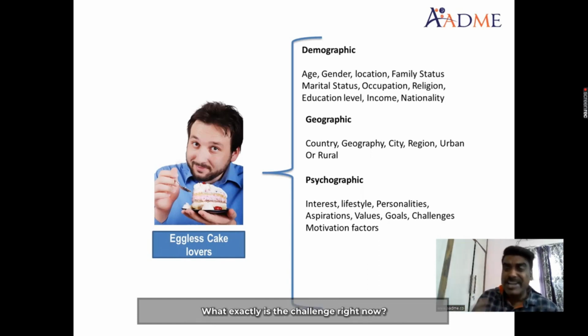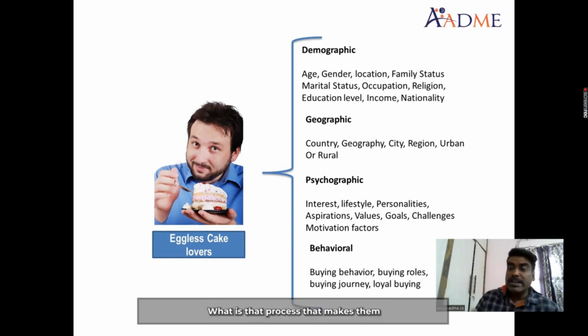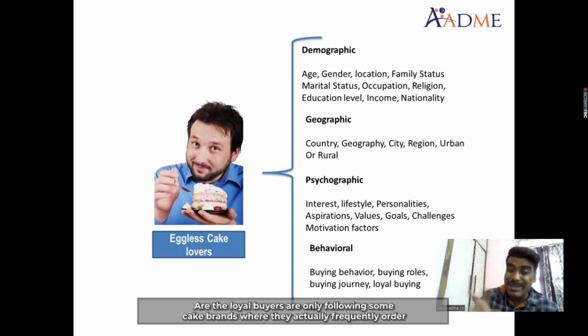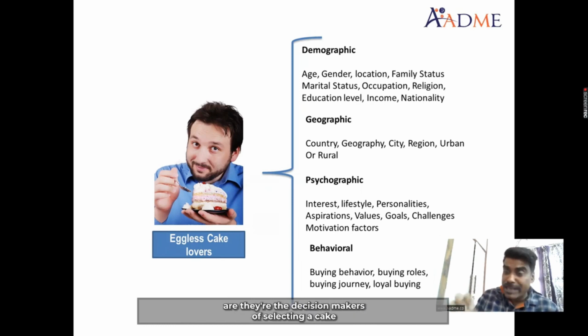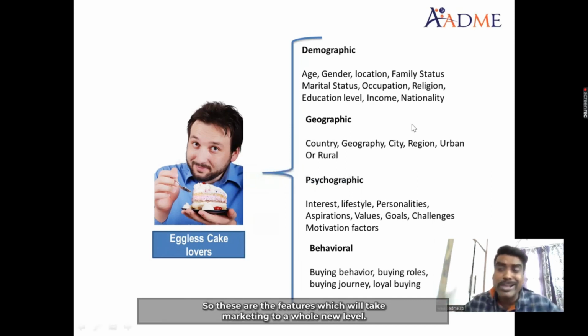What exactly is their challenge right now in getting an eggless cake in the market? What exactly are their motivation factors? What is their behavioral aspect? How exactly do they go online, or do they go to an offline store and select a cake? What is the process that makes it really convenient for them to order a cake online? Are they loyal buyers? Are they only following some cake brands where they frequently order cakes? Are they the decision makers in selecting a cake, or are they just the people influencing a cake buying decision in their family, and maybe their parents are ordering the cake? So these are the features which will take your marketing to a whole new level.